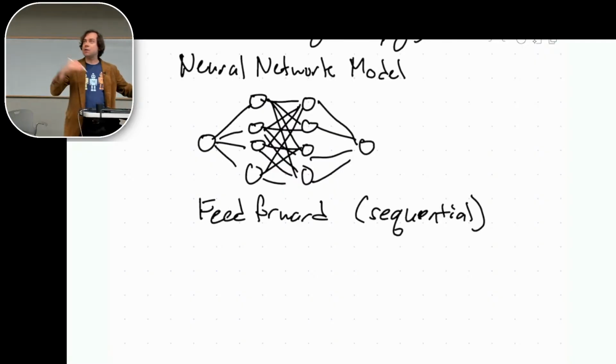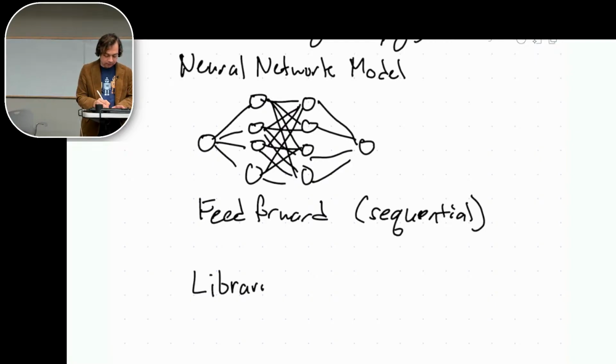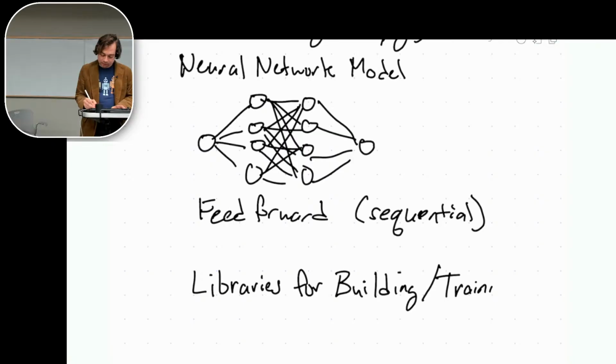Because you have all of this common functionality that you need across all these different types of neural nets, people have built entire frameworks, entire libraries. Okay? So libraries for building and training neural networks.